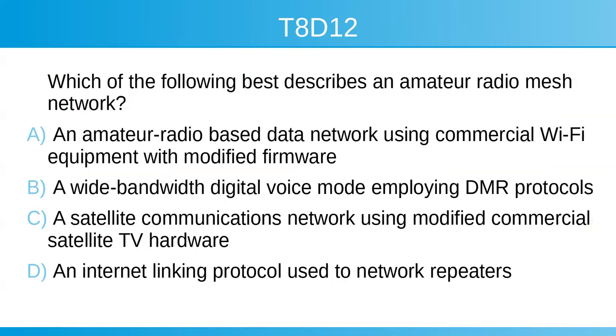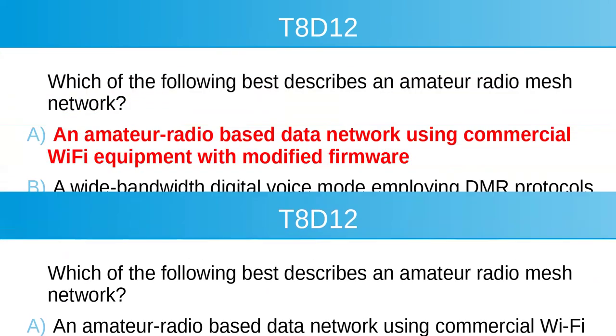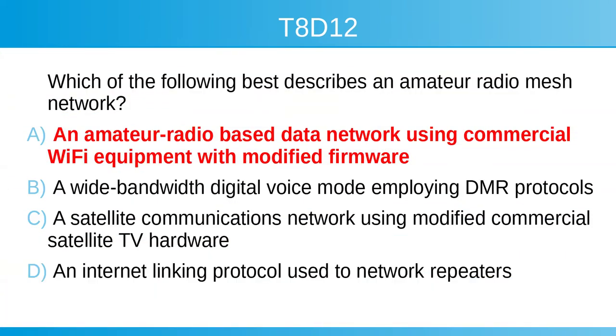So which of the following best describes an amateur radio mesh network? Alpha, very good. Commercial Wi-Fi with modified firmware.